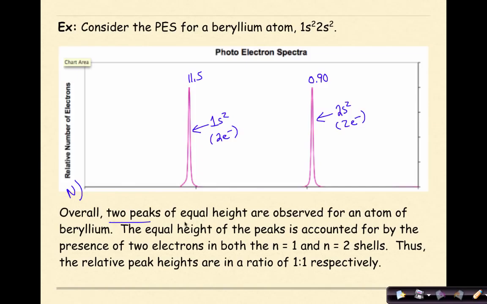Overall, 2 peaks of equal height are observed for an atom of beryllium. The equal height of the peaks is accounted for by the presence of 2 electrons in both the first and the second shells. Thus, the relative peak heights are in a ratio of 1 to 1, respectively.